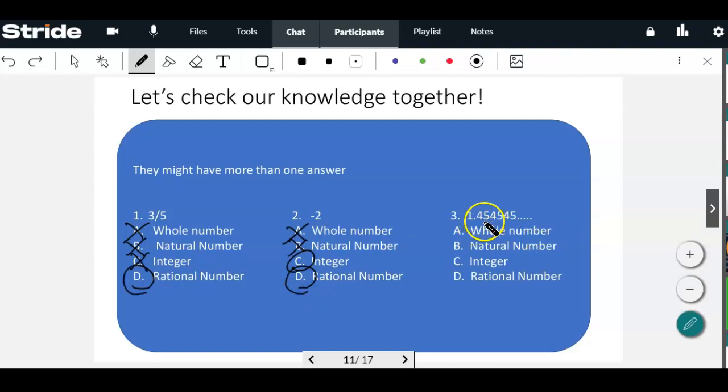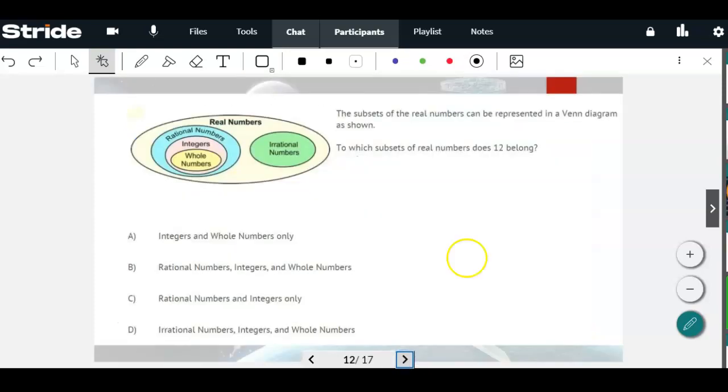This is a decimal that repeats. You can see 1.45, the 45 repeats. It's not a whole number. It's not a natural number. It's not an integer, but it is a rational number. None of these are irrational. These are all rational numbers. All right, let's look at some other examples.